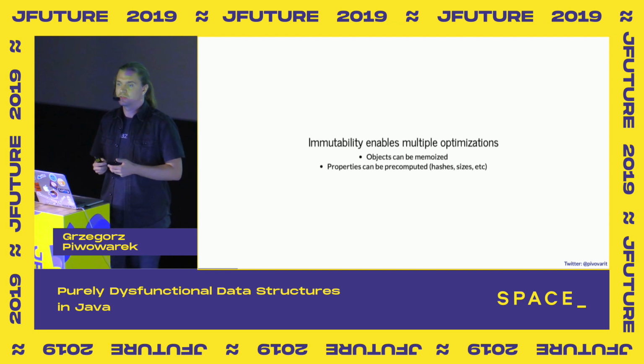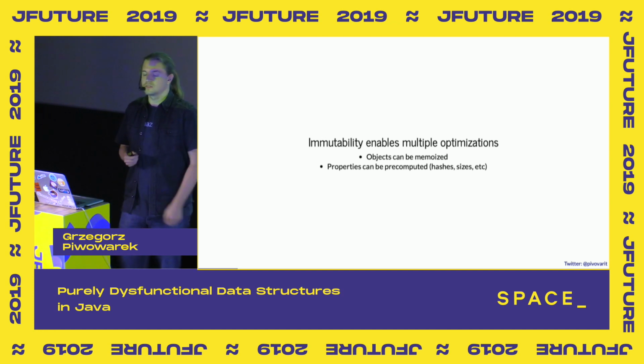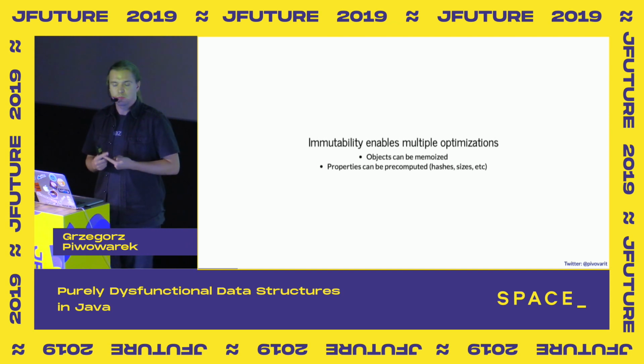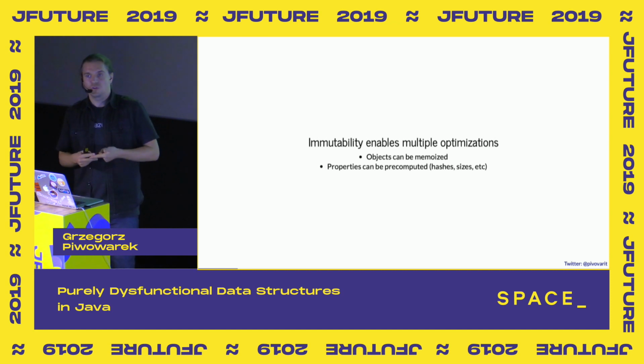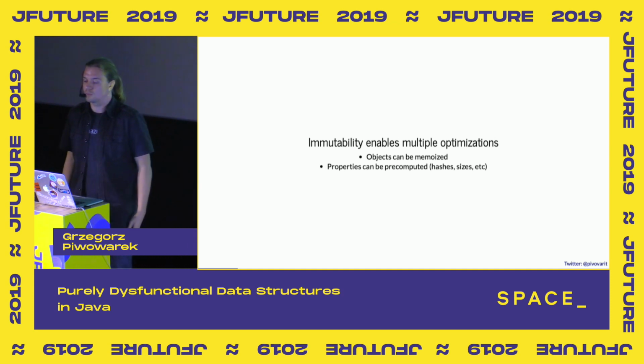So imagine you create a list of 147 elements, and guess what? If it's immutable, it doesn't change over time, which means the size or the hash code can be pre-computed and stored inside an object, which means that if you actually want to access those properties, there are no additional computations needed.